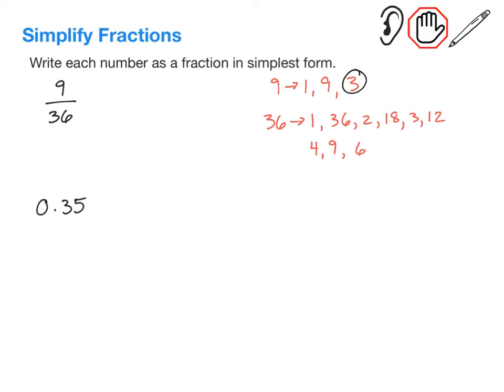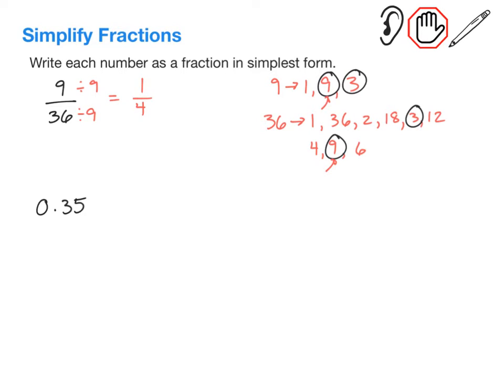So 1 and 3 are both common factors, and the number 9 is also a common factor between 9 and 36. Now if you wanted to take my shortcut, I would use the greatest common factor of 9, and I would take that and divide it into both numbers. So 9 divided by 9 is 1, 36 divided by 9 is 4.